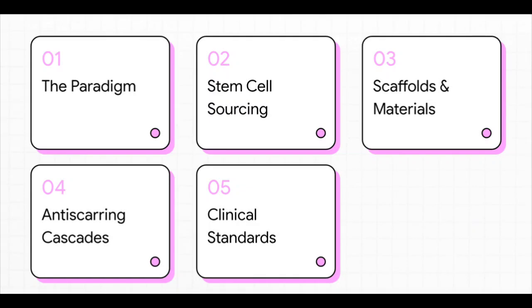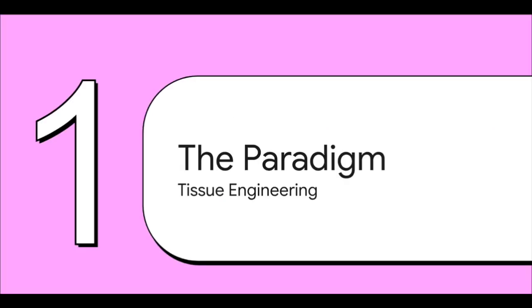wrap our head around this complex medical landscape, we're going to break it down into 5 key areas. We'll start with the tissue engineering paradigm, then look at stem cell sourcing criteria, move on to scaffolds, bioceramics, and hydrogels, explore anti-scarring cascades, and finally wrap up with clinical standards and safety. All right, part 1, the tissue engineering paradigm.